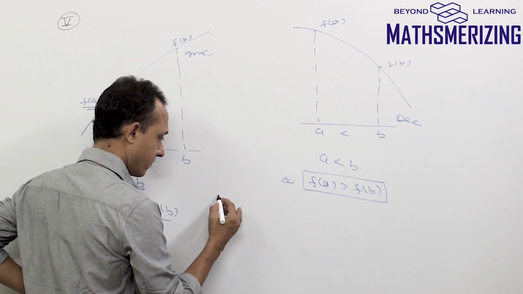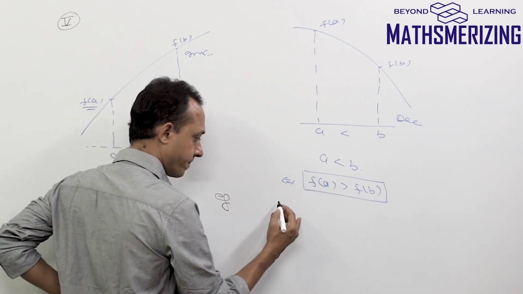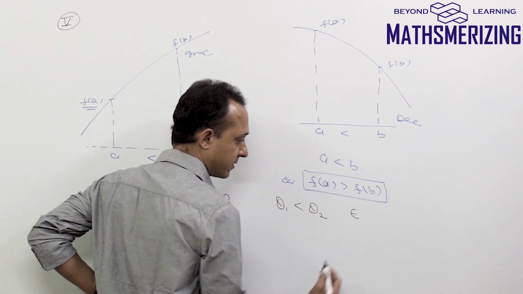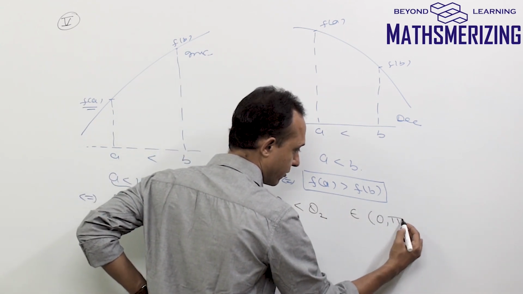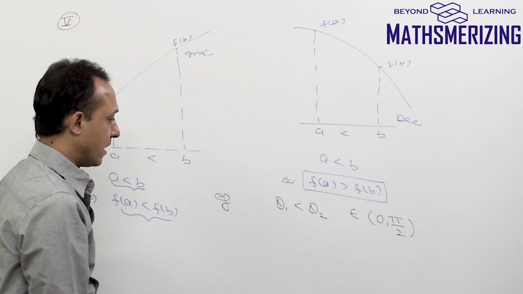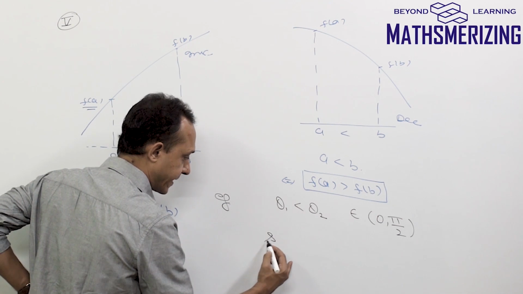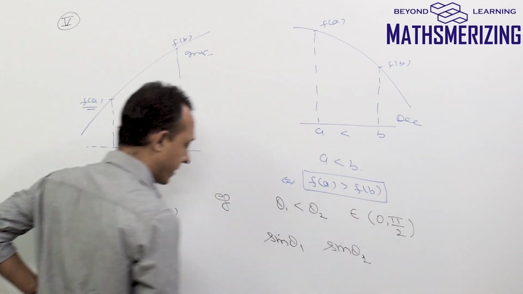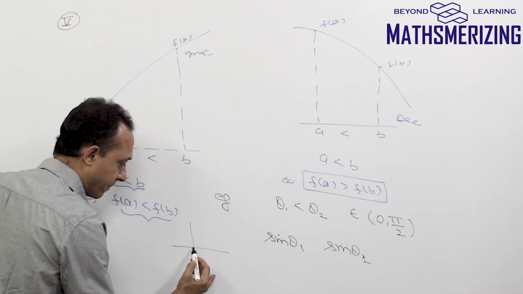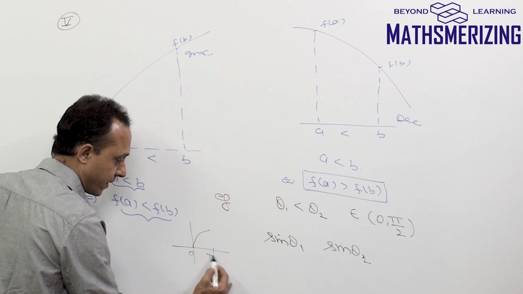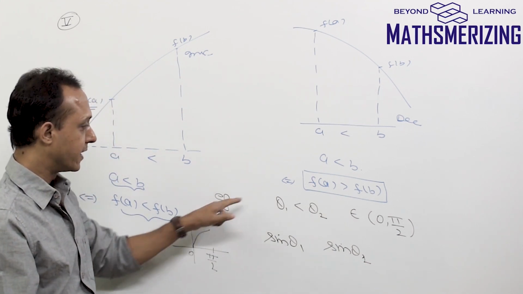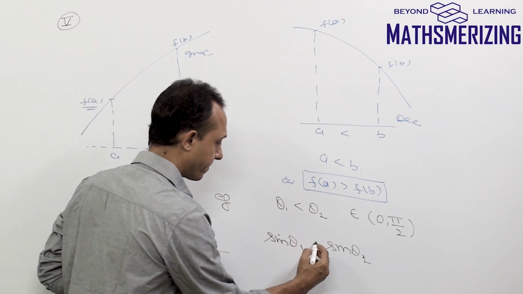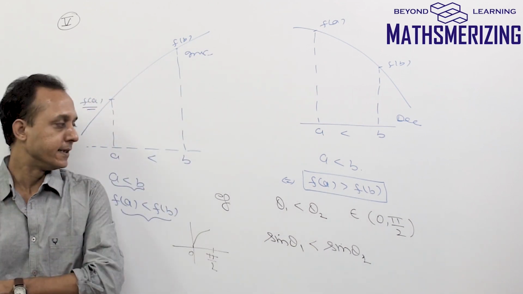Say for example, suppose theta 1 is less than theta 2 and both these angles lie in the interval 0 to pi by 2. Now, if I take sine on both sides, sine theta 1 and sine theta 2. Now, recall the graph of sine x. So, in 0 to pi by 2, sine x is an increasing function. So, when the function increases, sign of inequality does not change. So, I'll simply write sine theta 1 is less than sine theta 2.